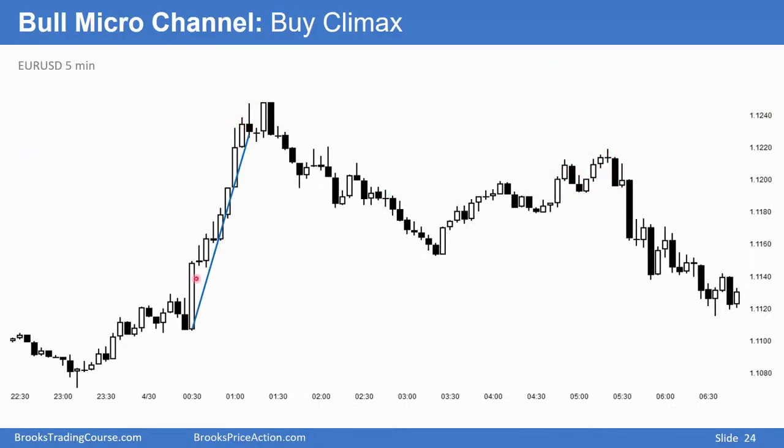Bull microchannel, good bull bar, series of bull bars. This is the euro versus the dollar, 5-minute chart. A 7-bar bull microchannel. This bar traded below that bar's low, so the bull microchannel began here, but the bull trend, the tight bull channel, began here.